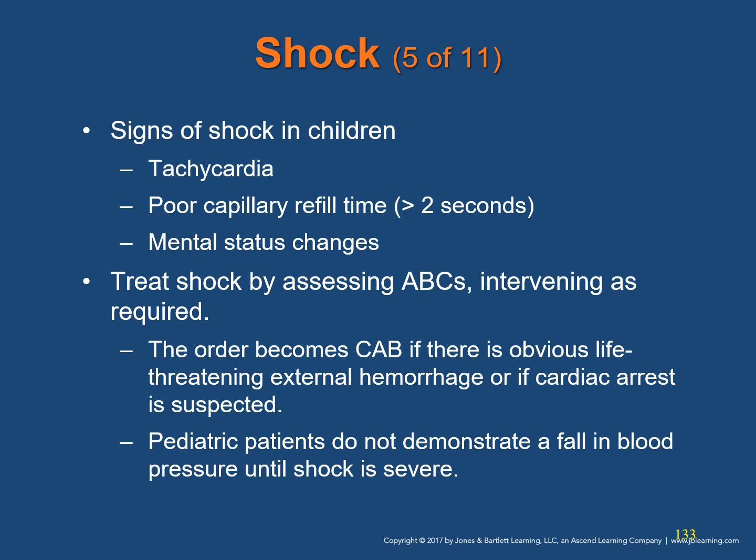Begin treating shock by assessing the ABCs, intervening as required. If there is an obvious life-threatening external hemorrhage, the order becomes CAB, because bleeding control is the most critical step. If cardiac arrest is suspected, the order becomes CAB, because chest compressions are essential. Pediatric patients in shock often have increased respirations, but do not demonstrate a fall in blood pressure until shock is severe.